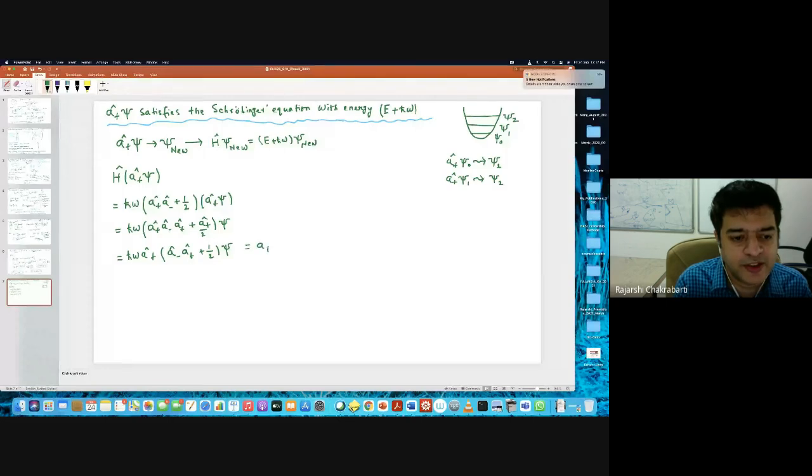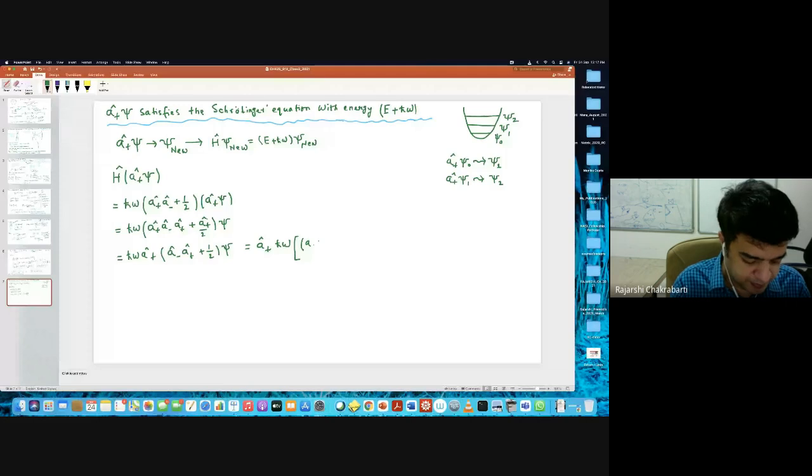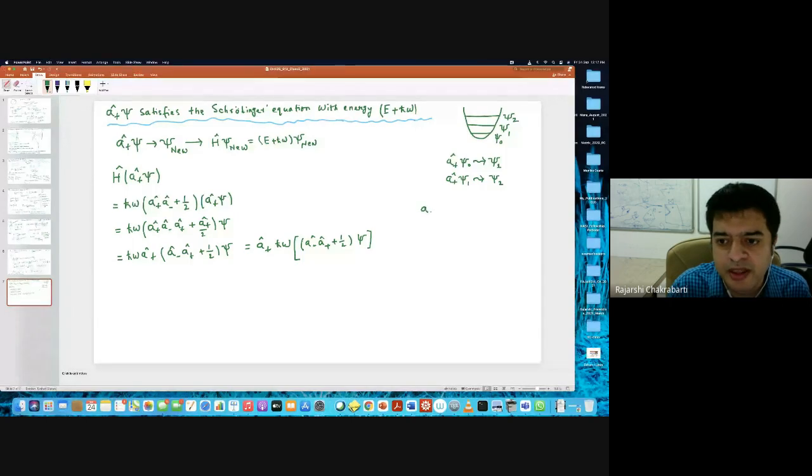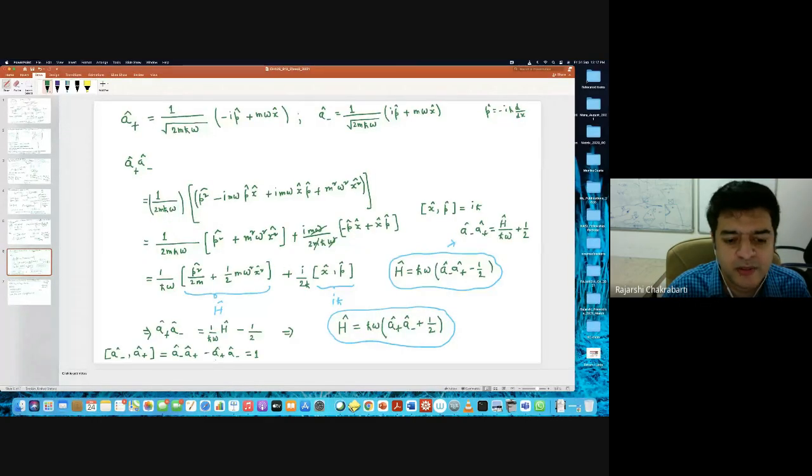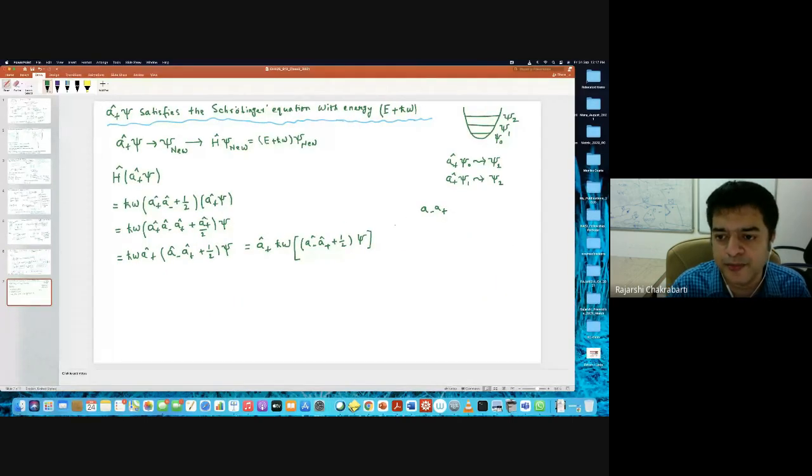This is essentially because H cross omega is constant, I can put H cross omega outside and then put a bracket. Let me write down one more time. This is what you have, isn't it? Now remember what A minus A plus is. I go back to the expression here: A minus A plus minus A plus A minus equals 1.